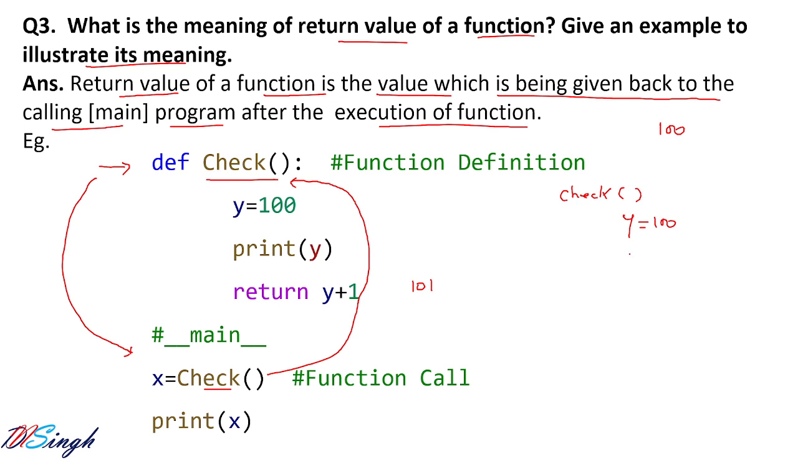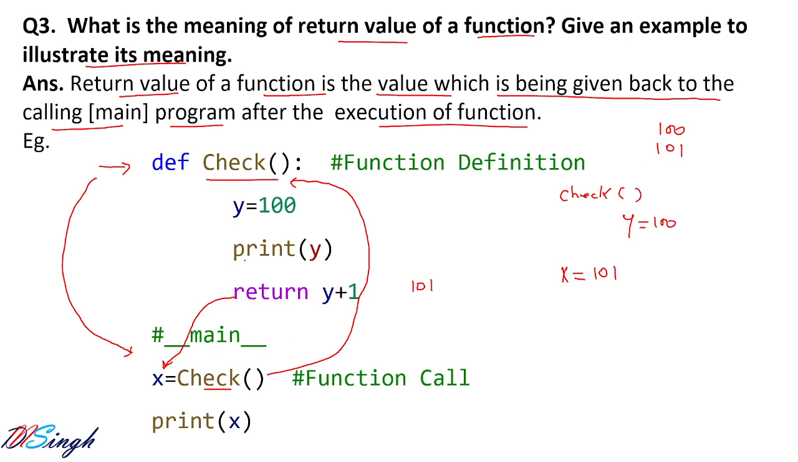Then the value 101 is returned due to that return statement. So this value will come back and be stored inside this variable called x. Now x is a variable declared inside main. So how much value will x get? x will get 101, and then 101 will be printed. So in this way the cycle completes.